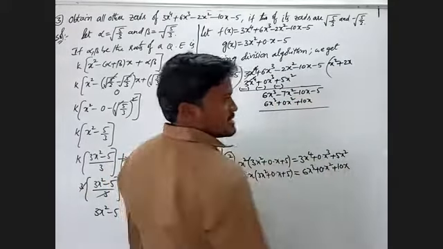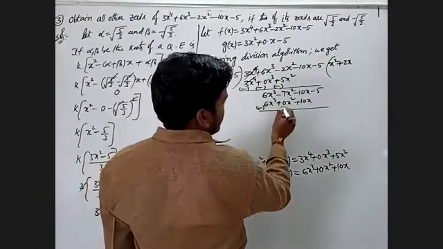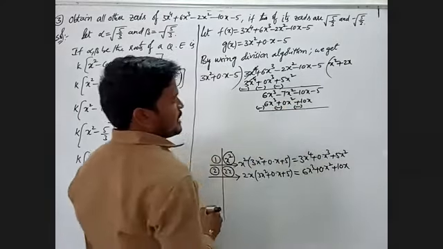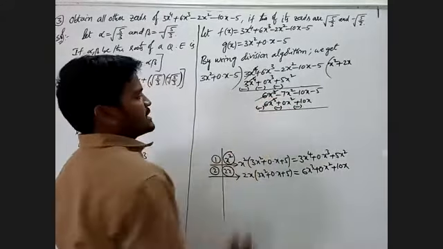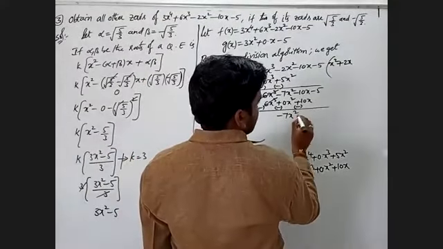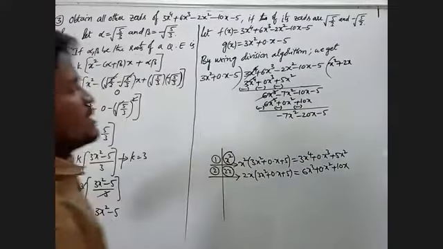I have to change the symbols. That is minus. And also, we will take the symbol minus. Then we will take the symbol minus. 6x cube and minus 6x cube will be cancelled. Remaining, I will write minus 7x square, minus 10x, minus 5. That's it.